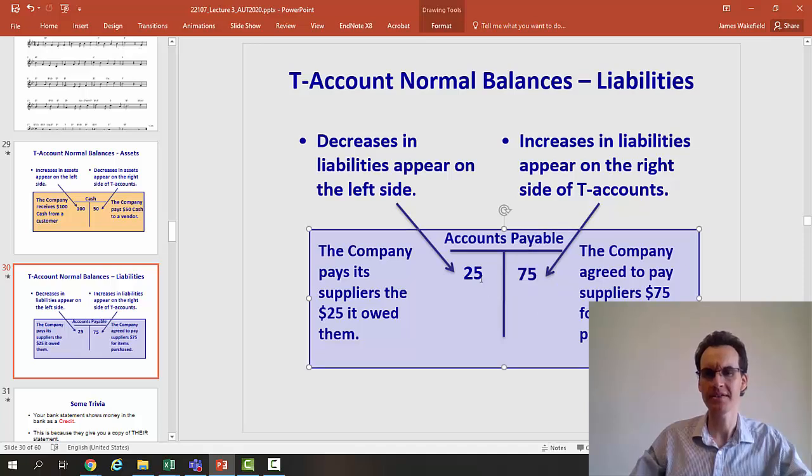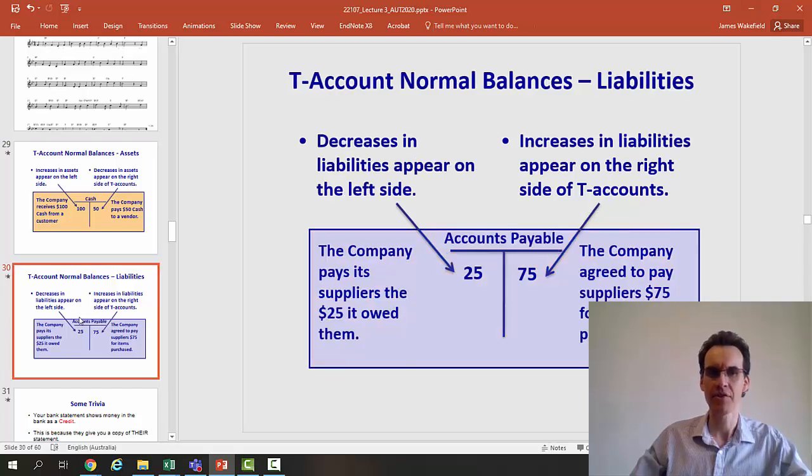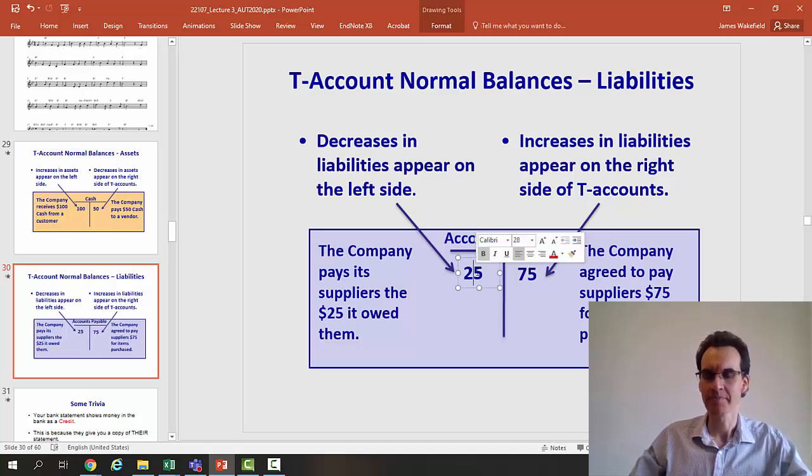I want you to remember that the debits are on the left, the credits are on the right, and for asset accounts, you increase through debiting, you decrease through crediting, and for the liability accounts, the debits and credits are still on the same side, but to increase your liabilities, you obviously credit. To decrease your liabilities, you debit.